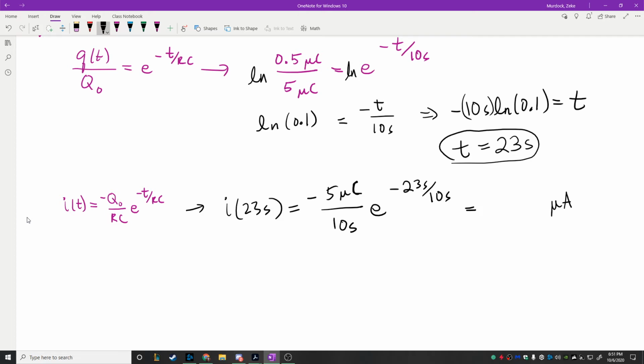Microcoulombs per second, right? Is that what you get? E to the 2.3 you end up getting, you guys agree with that? Wait. This by itself is 0.5. That can't be the right answer, is it? Unless this is 1. Maybe it is 1. No, it can't be 1. Maybe it could. No. There's no way.